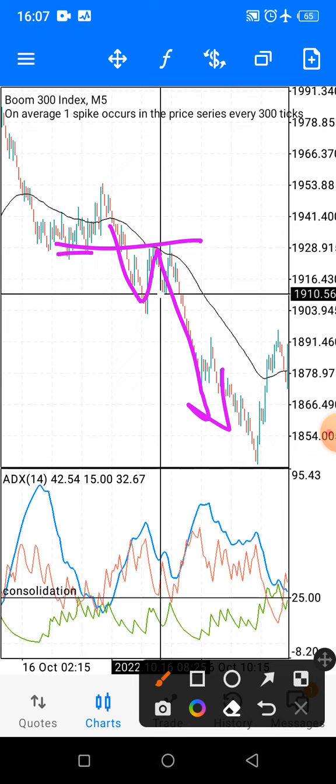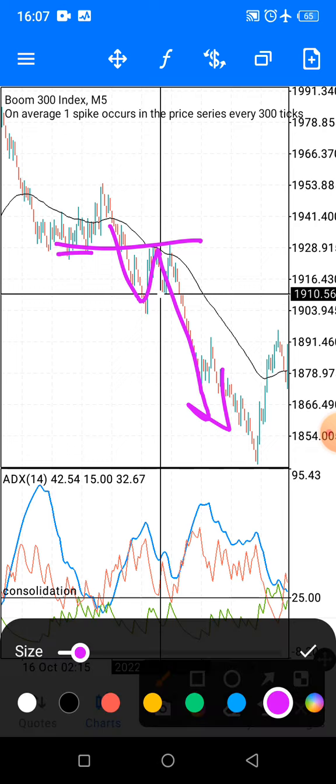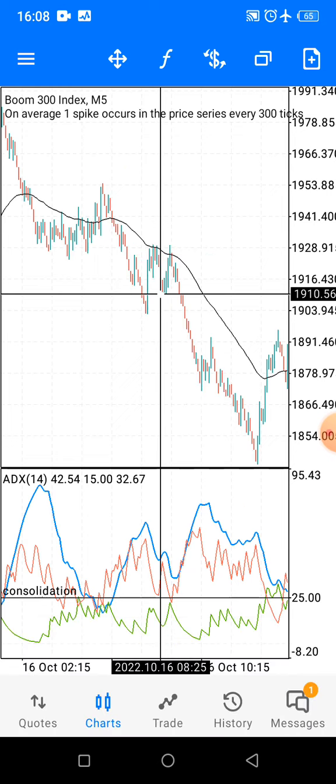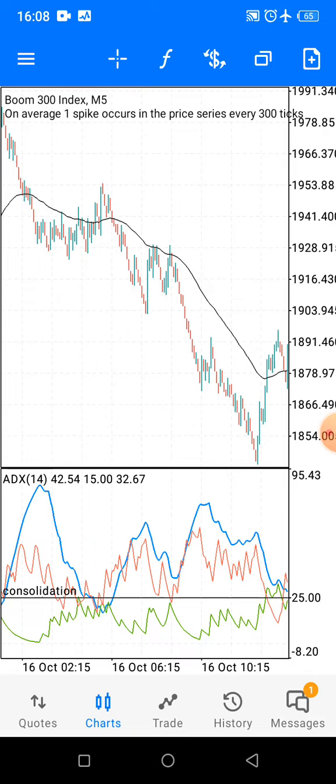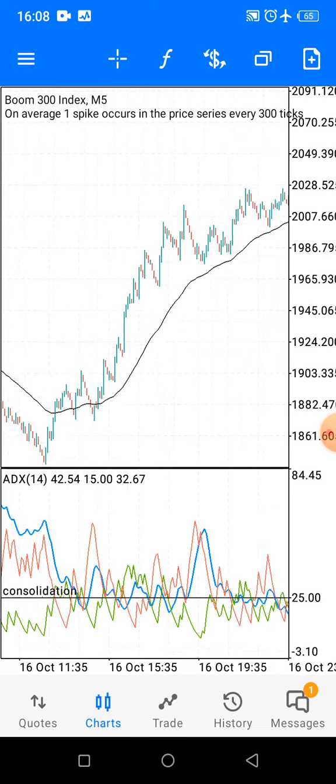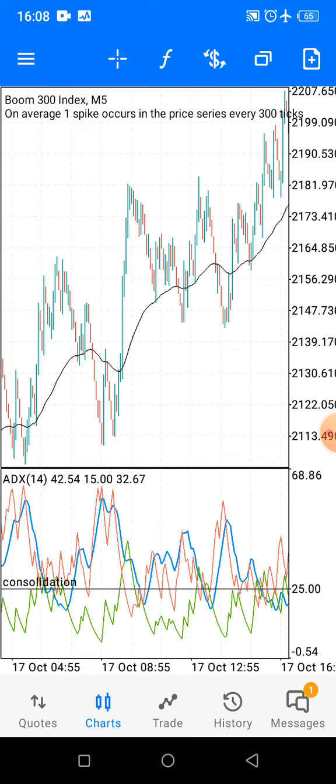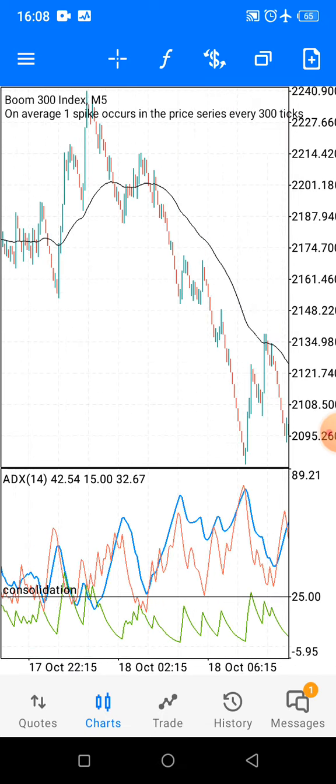So as you can see, I took my entry here, right? When the market pulled back to the 50 moving average and to that zone flip right there. And I place my stop loss right there, and my take profit right here. As you can see, this is about a 3-to-1 ratio, or it's just an estimate, right? So that's how I use the ADX and the moving average, right?